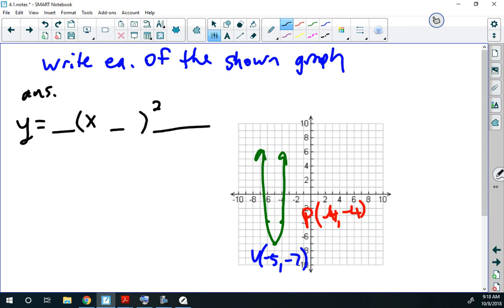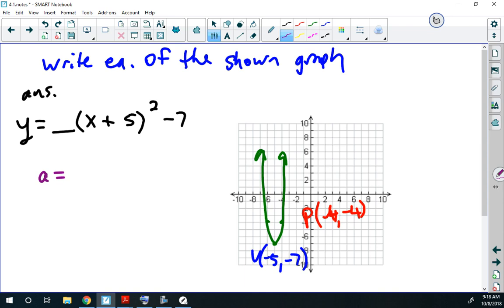Maybe we'll wait a minute on the a value. What's going to go in the parentheses? You might think a -5 goes into parentheses, but what's in parentheses is the opposite of what you think. So it's not just a 5, but x plus 5 in parentheses, right? What goes after the parentheses? A -7. And then we need to find our a value.